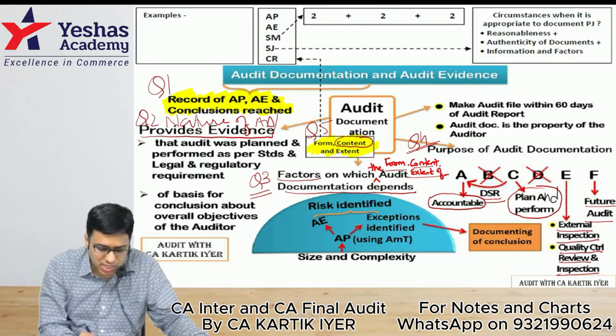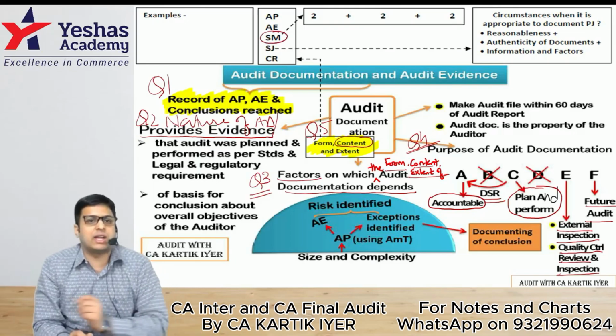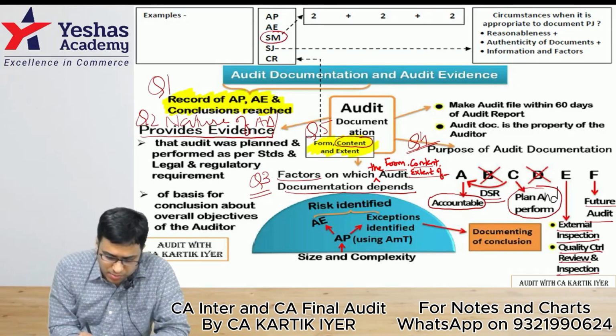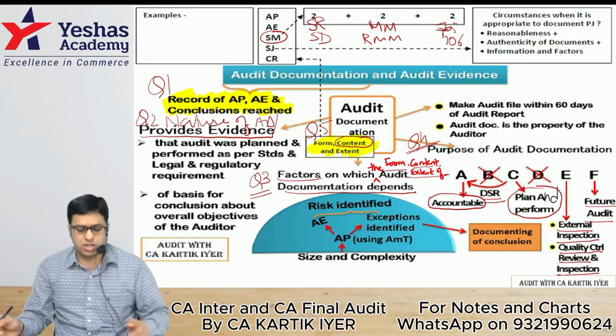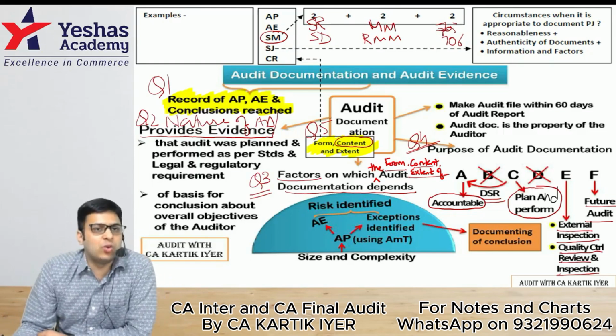Let's go to question number 6, significant matters. Significant matters cover what we had done in the class: significant risk, significant difficulty, material misstatement, risk of material misstatement, 705 and 706. We had done these points here. So these are the matters that we'll include in the significant matters.